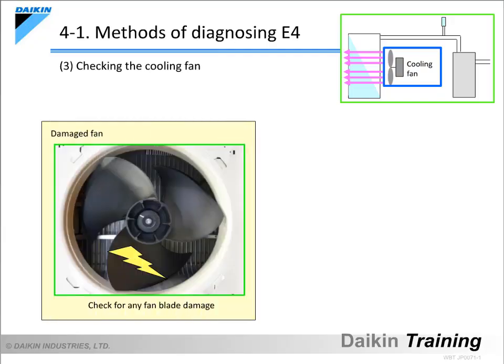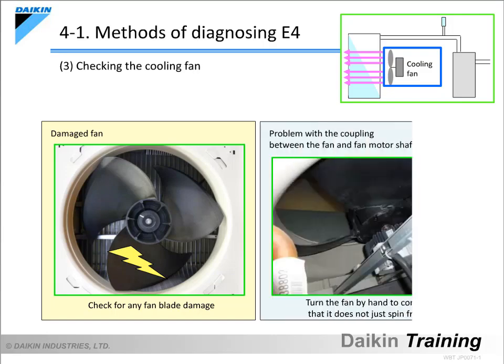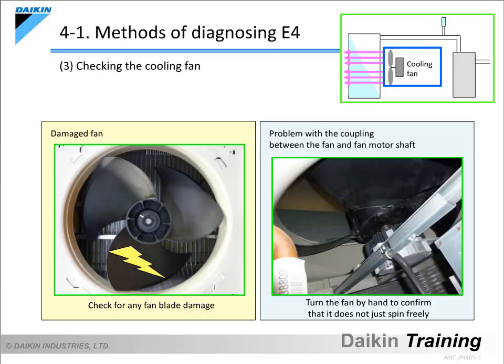If not, check for any damage to the fan blades. If there is a problem, replace the fan. If not, check the coupling between the fan and fan motor shaft. After turning the air conditioner off, turn the fan by hand to confirm that it does not just spin freely. If the fan motor is completely broken down, a different malfunction code will be displayed. If the low pressure is low despite the fact that the fan has been confirmed to be operating normally, proceed to the next item to be checked.